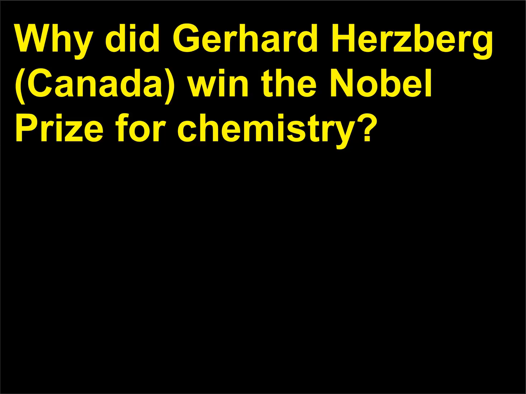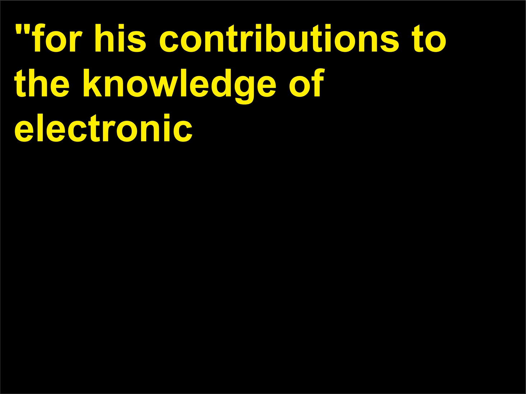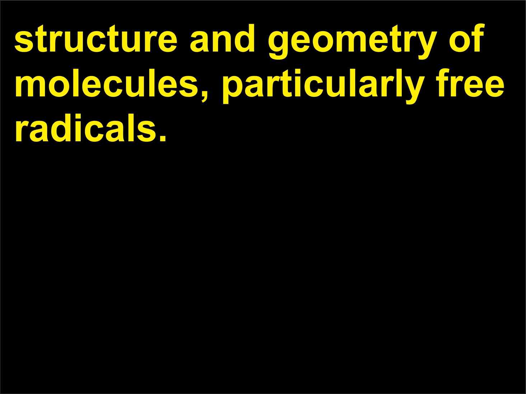Why did Gerhard Herzberg, Canada, win the Nobel Prize for Chemistry? For his contributions to the knowledge of electronic structure and geometry of molecules, particularly free radicals.